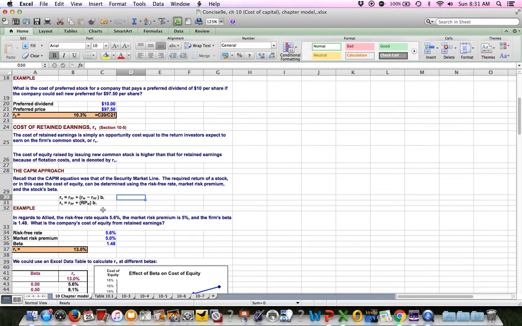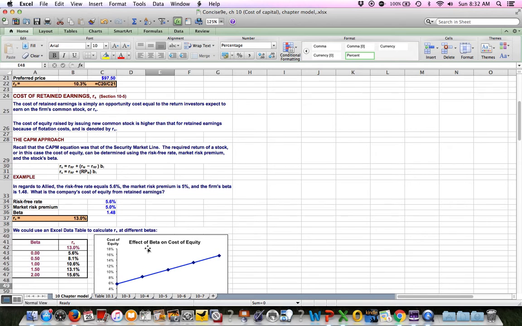And what we are doing is risk adjusting a stock by using the beta for that stock. The beta for the example here was 1.48. The risk-free rate in this example is 5.6%. The market risk premium is 5%. So by using the CAPM formula, the risk-free rate plus the RPM times the beta gives us the cost of retained earnings of 13. The beta is for this company.